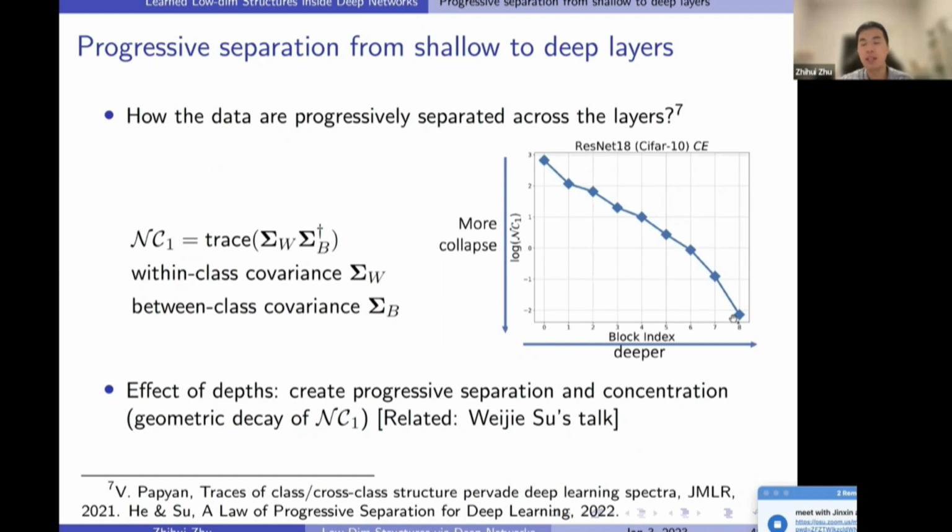So from left to right, it means from shallow layer to deep layer. Actually, it means each residual block. What we can observe is that from left to right, the layer-wise curve has a very surprising phenomenon. It has a geometric decay, which means that there is a progressive separation and concentration among these features across the layers. Professor Zhihui's talk I think will talk more on these aspects.